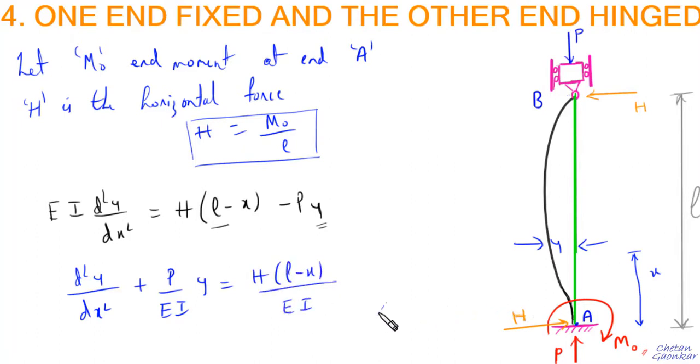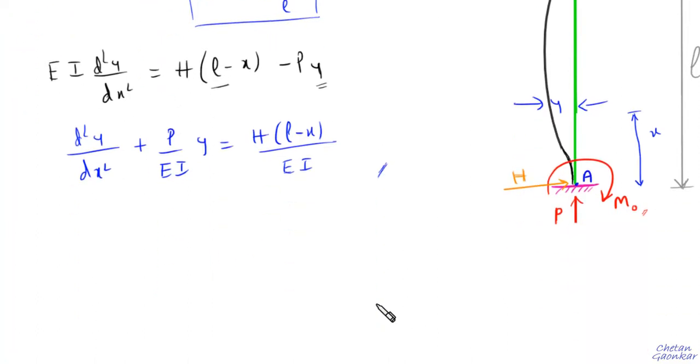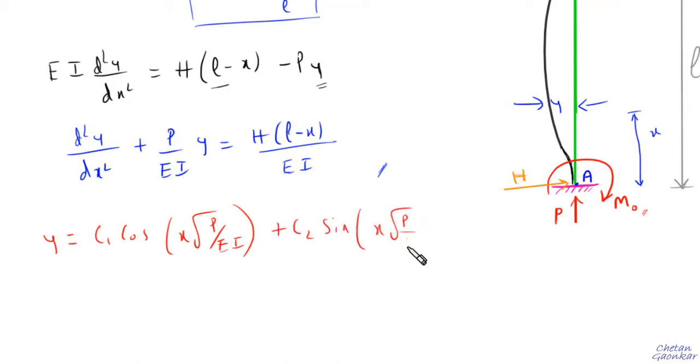Now the solution of this differential equation will be of this form: y equal to c1 cos of x root of p divided by EI, which we know, this term is always there, plus c2 sine of x root of p divided by EI, which is again like previous terms, plus what will be extra here is this H times L minus x divided by p.